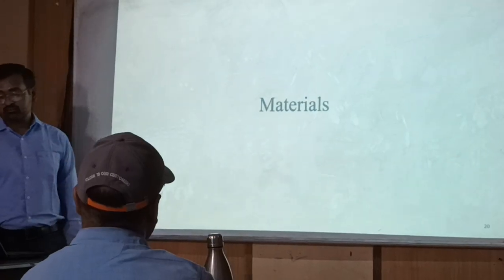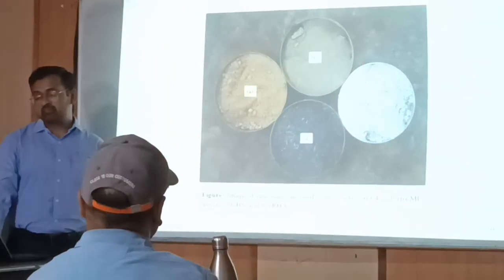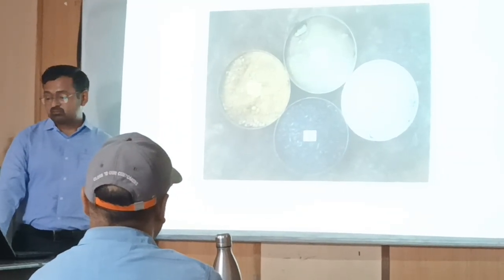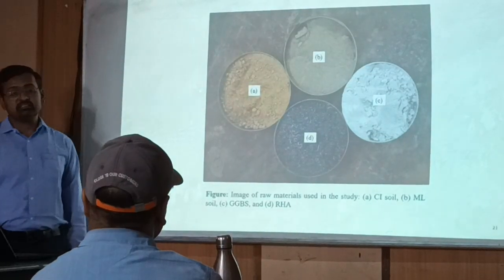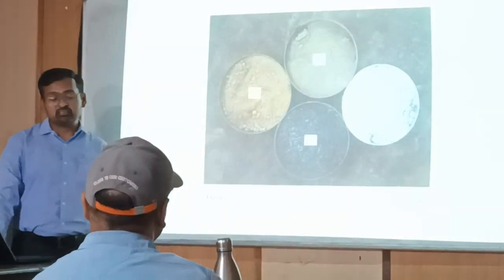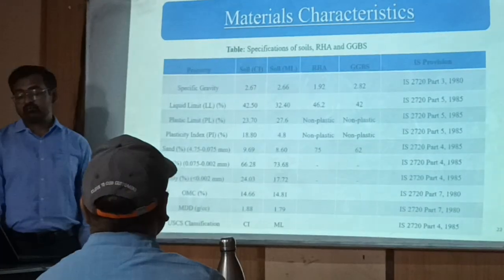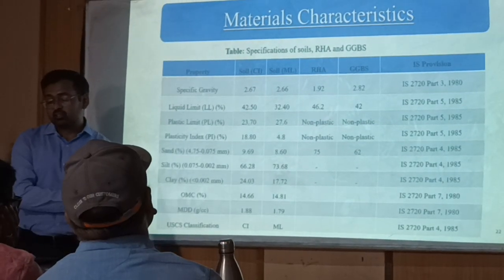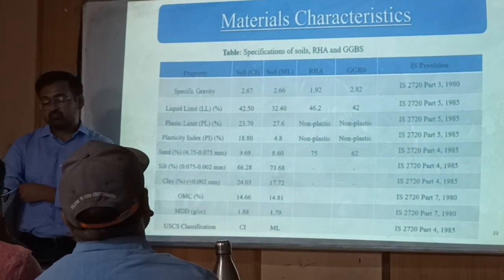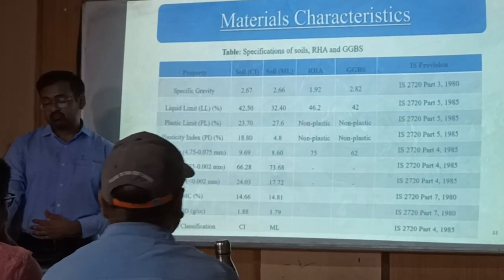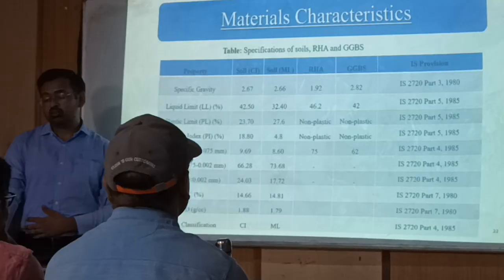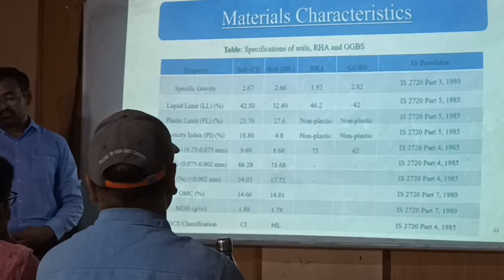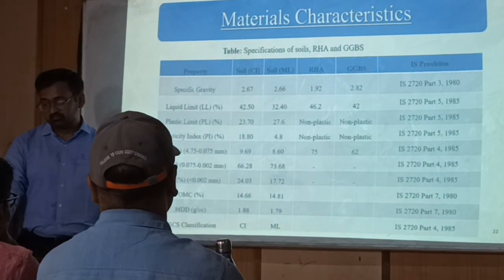Now first we will discuss the materials that we have used. This is the picture of the 2 types of soils we have used in our study and 2 types of wastes. One is rice husk ash, and DGBS. One soil is clay soil and the other is silty soil. These are the material characteristics of the soils. The nomenclature of the soils: one soil was clay of intermediate compressibility and the other silt of low compressibility. The DGBS and RHA were found to be non-plastic in nature.